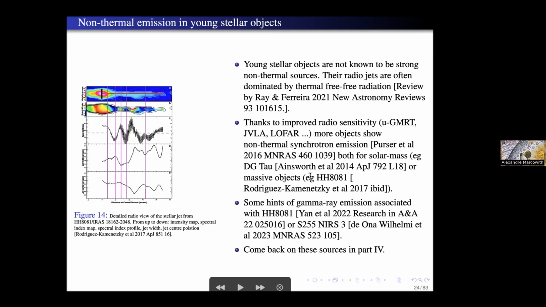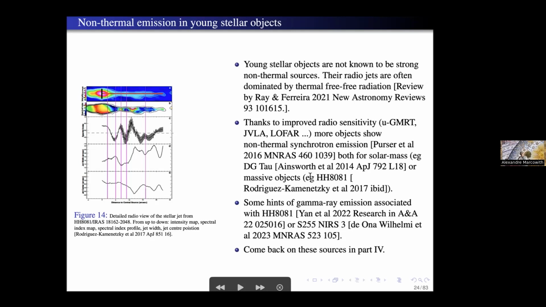Moving back, maybe for objects you are more interested in, here are young stellar objects, and especially their jets. They are usually not known to be strong non-thermal sources. Basically, the radio emission is rather dominated by free-free emission. But recently, there have been some campaigns to observe several jets of these objects, which have uncovered some non-thermal synchrotron emission produced by relativistic electrons.